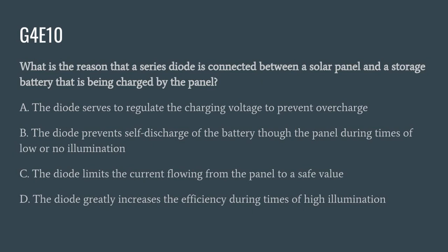G4E10, what is the reason that a series diode is connected between a solar panel and storage battery that is being charged by the panel? A, the diode serves to regulate the charging voltage to prevent overcharge. B, the diode prevents self-discharge of the battery through the panel during times of low or no illumination. C, the diode limits the current flowing from the panel to a safe value. Or D, the diode greatly increases the efficiency during times of high illumination. And the correct answer is B, the diode prevents self-discharging of the battery through the panel during times of low or no illumination.